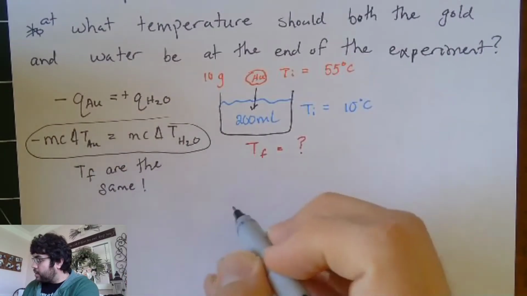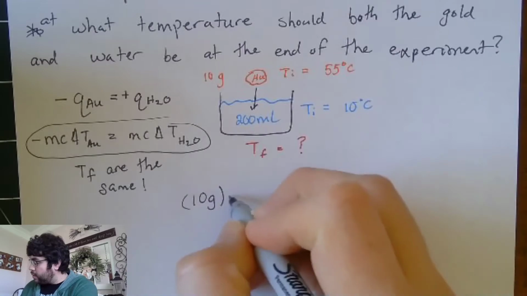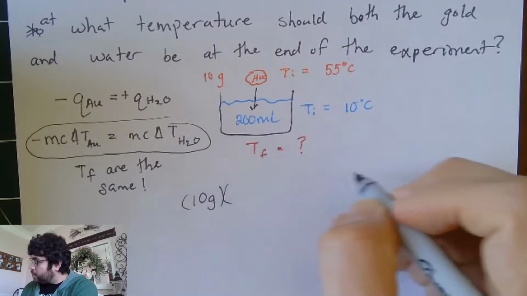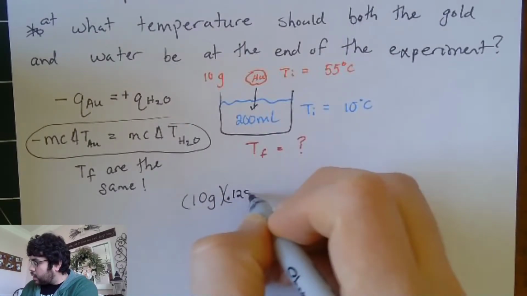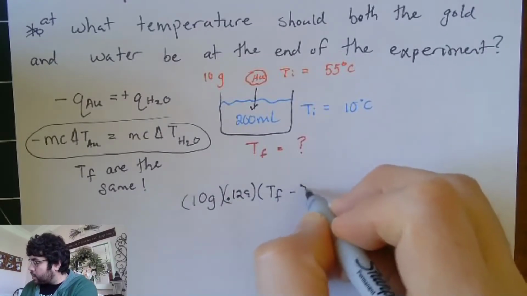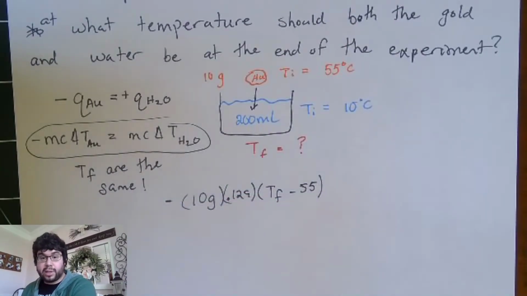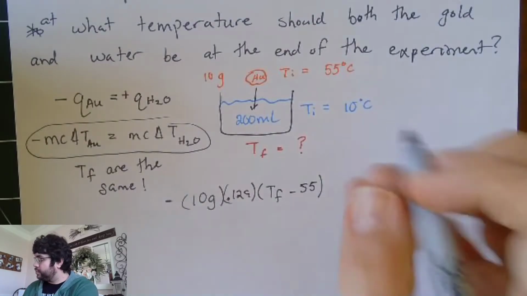So MC delta T for the gold is going to be 10 times 0.129 times, we don't know the final temperature, but we know the initial temperature was 55. This is an exothermic process, so it's going to be a negative value. It's losing its heat. The MC delta T for the gold is negative overall.